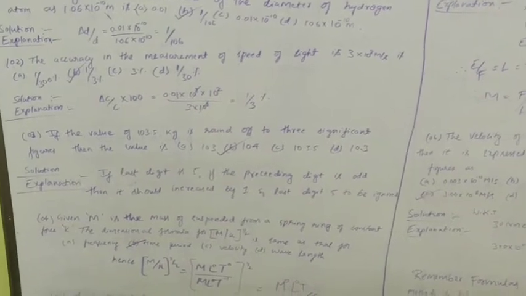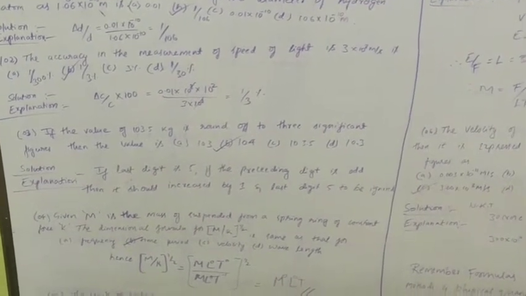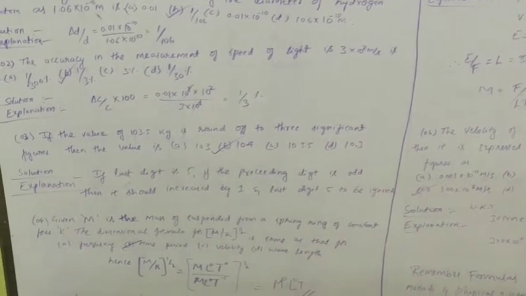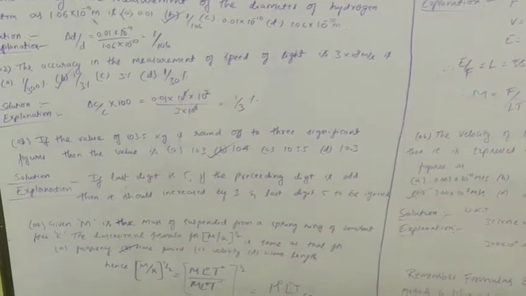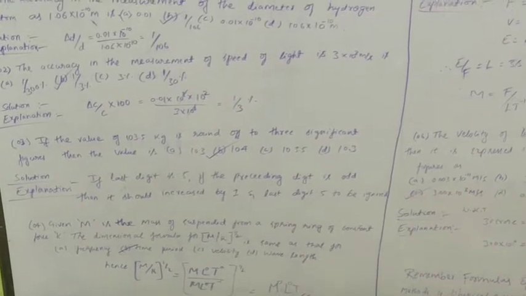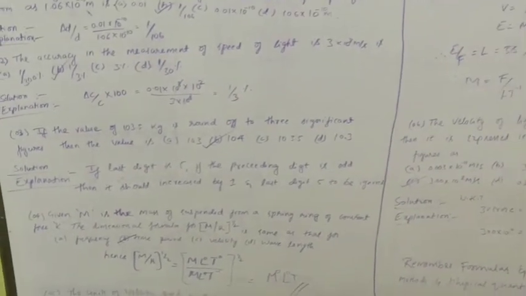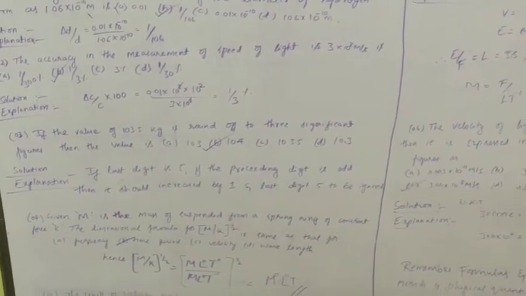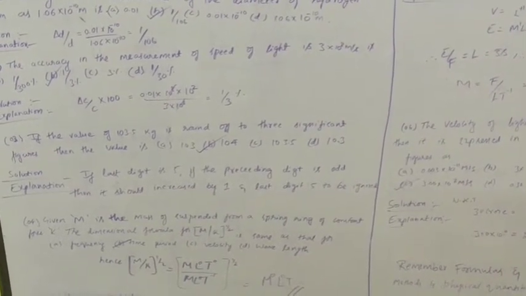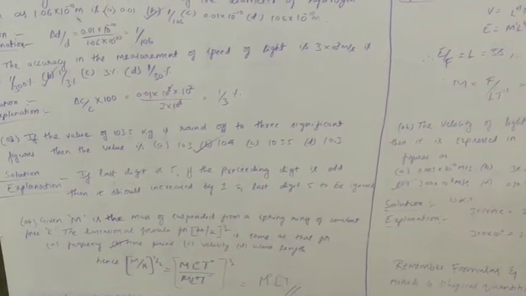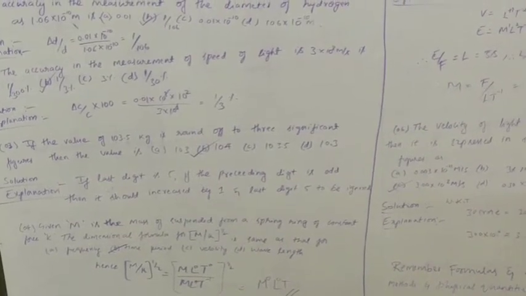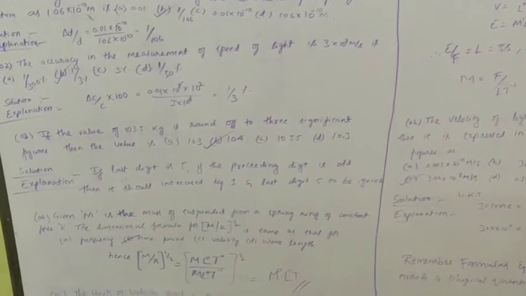Next, given m is the mass suspended from a spring of force constant k, the dimensional formula for (m divided by k) to the power of 1 by 2 is the same as that of what? Frequency, time period, velocity or wavelength. We need to solve this. For that we take the given term, m by k to the power of 1 by 2. M means M to the power of 1, and L and T are not given. We may take L to the power of 0 and T to the power of 0.